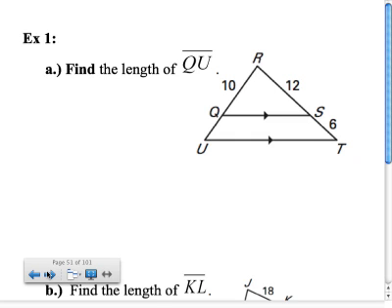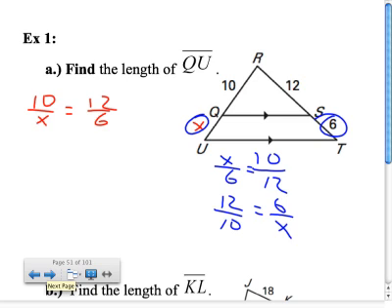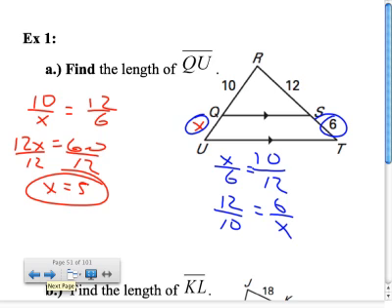So example 1 says find the length of QU. We don't know it, so let's call it X. You could set this up a variety of different ways. The way I see it, 10 over X equals 12 over 6. Someone else could say, no, I see it as X over 6, and if you do X over 6, then you better do 10 over 12. Someone else could say 12 over 10 is equal to 6 over X. It doesn't matter which of these proportions you use. When you cross multiply, you're going to get the same thing. 12x equals 60. Divide both sides by 12. X equals 5. That's the length of QU here.